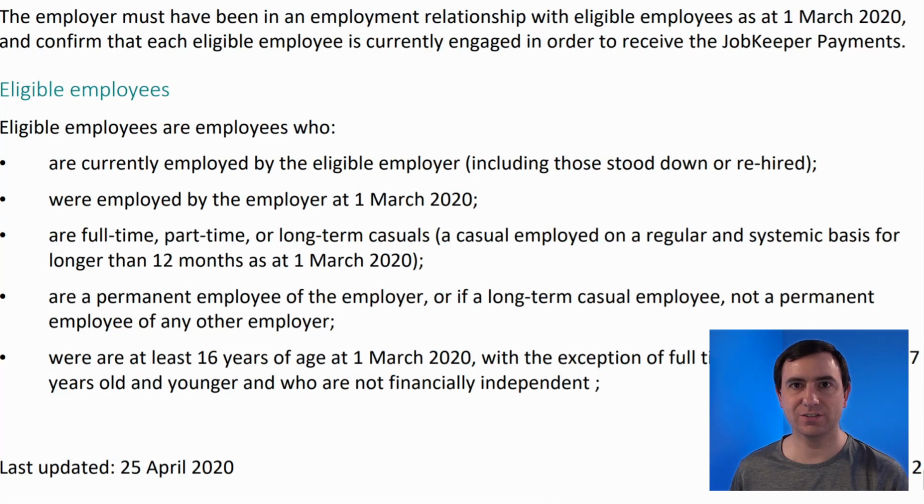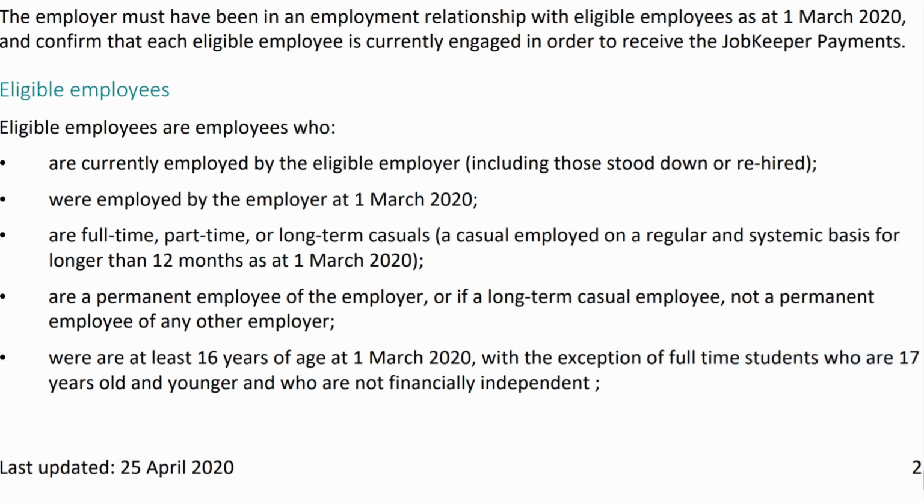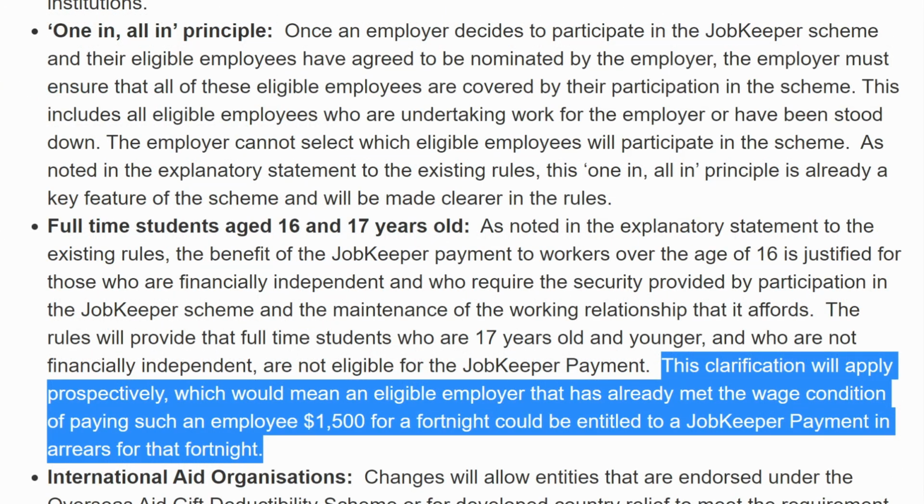Finally, let's have a look at the new exclusions for full-time students under the age of 17. The Treasury have released an updated fact sheet which confirms eligibility is not included for full-time students who are 17 years old and younger who are not financially independent. Given the late date of this change, some employees may already have been paid the $3,000 for the first 2 fortnights. This clarification will apply prospectively, which means if an employer has already made the payment of the $3,000 to their employee who was eligible, they will still be entitled to receive reimbursement.